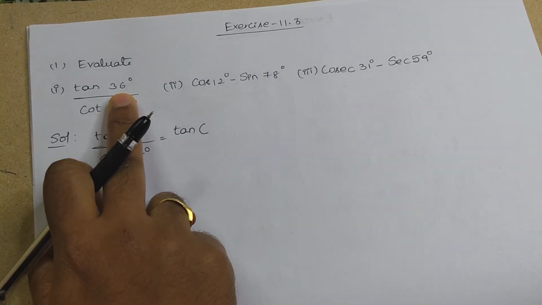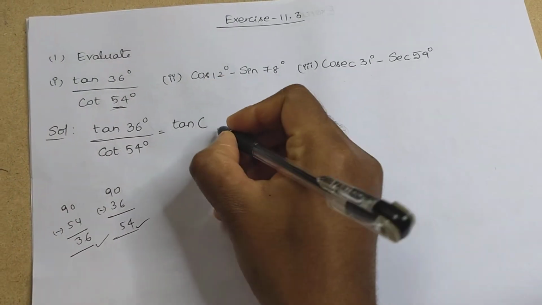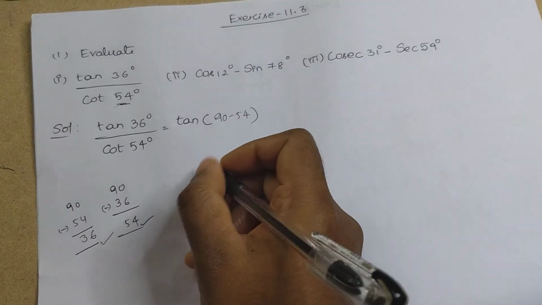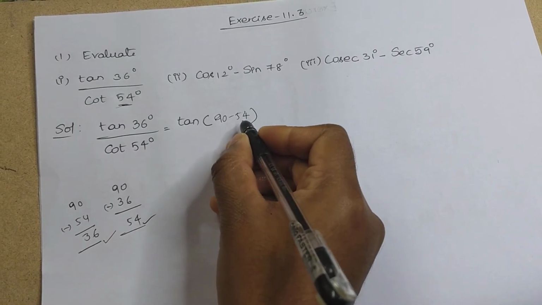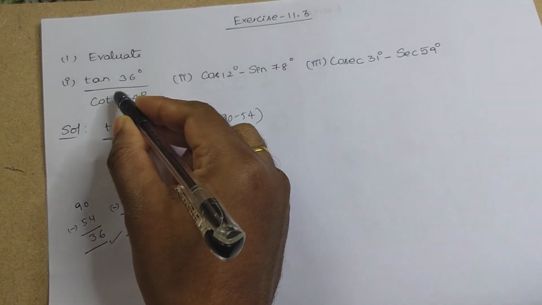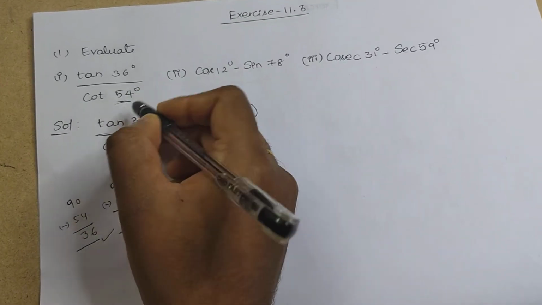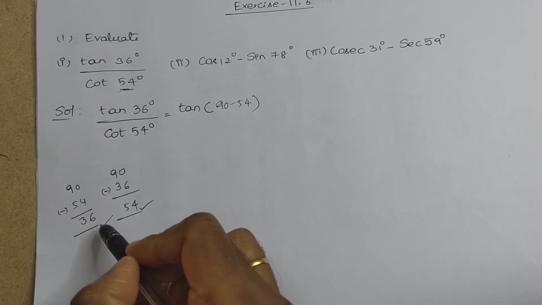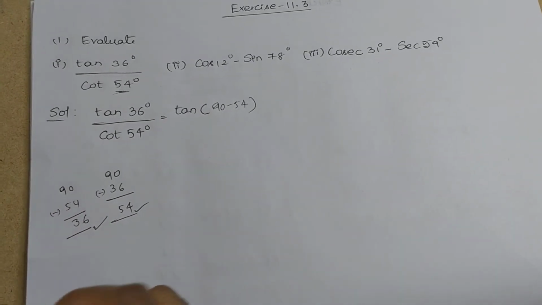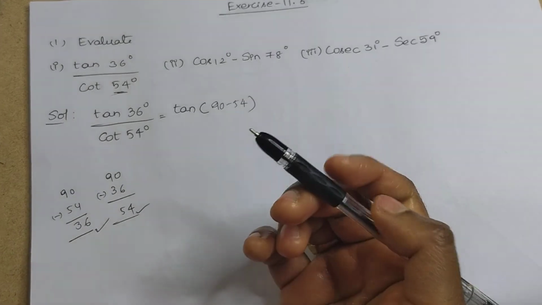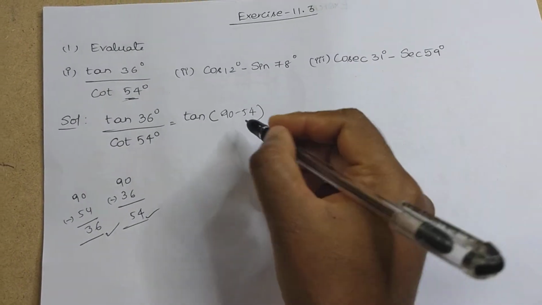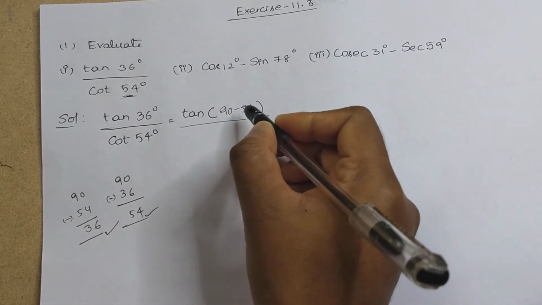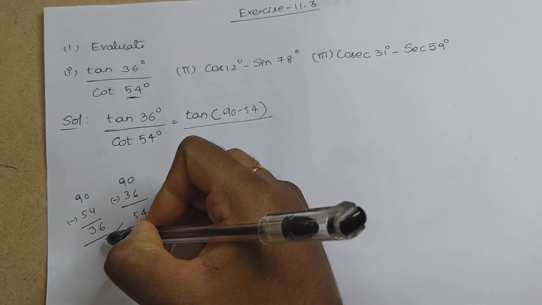So here can I write tan 36 as tan of 90 minus 54? Yes, you can write. Why did I take 54 directly? Means first check the angle in the denominator. Denominator they have given here 54. First do the subtraction, 90 minus 54, you are getting 36. Correct? Or else 90 minus 36 you are getting 54. First you have to cross check. After that I just did tan of 90 minus 54. 90 minus 54 is 36, right?